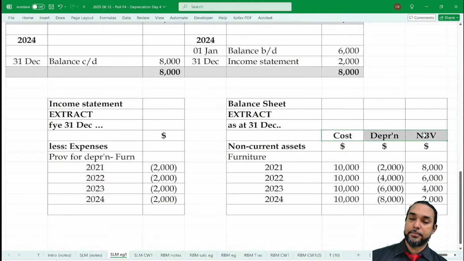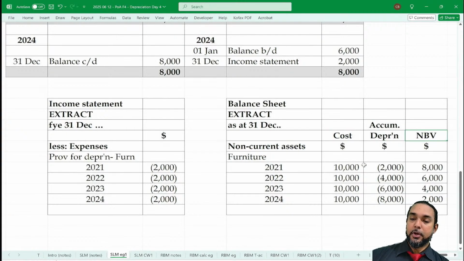Right. For the balance sheet extract, in the non-current asset section in the balance sheet, you're going to have 3 columns. Cost, which is what we initially paid for the asset, which it should tell you. The accumulated depreciation, right? And then the net book value. So the net book value is the cost minus the accumulated depreciation, right?